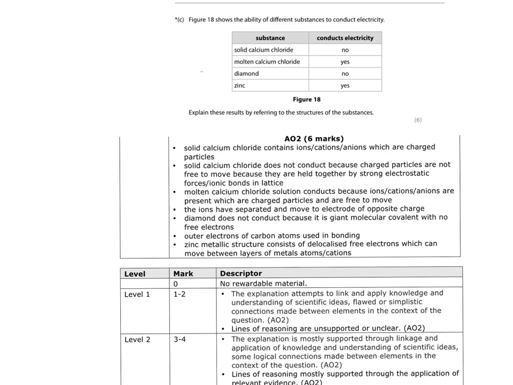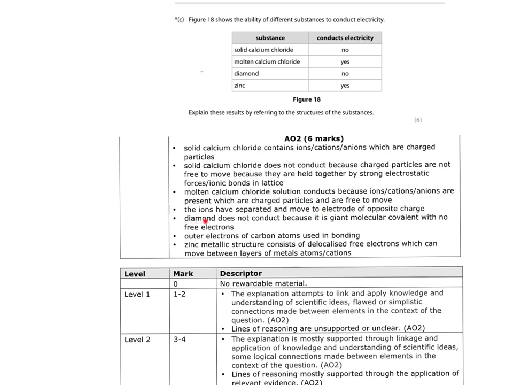So, looking at the mark scheme, what you need to say is that solid calcium chloride contains ions, which are charged particles. Solid calcium chloride does not conduct because the charged particles are not free to move, because they are held together by strong electrostatic forces. So in the solid, it does have charged ions, but they're not free to move, whereas in the molten state, they're free to move. So molten calcium chloride conducts because ions are present which are charged and are free to move. Really important, they're free to move. The ions have separated and moved to electrodes of opposite charge. So the positive ions go to the negative electrode, the negative ions go to the positive electrode.